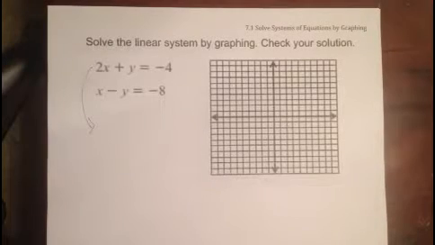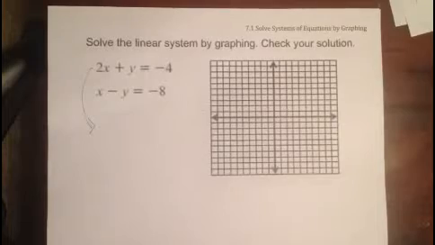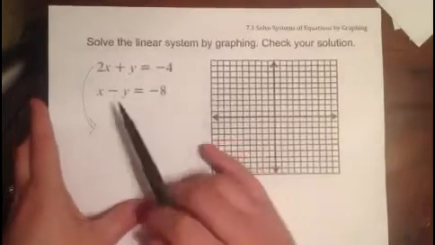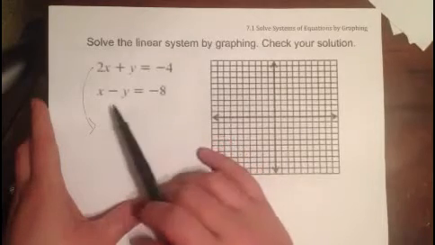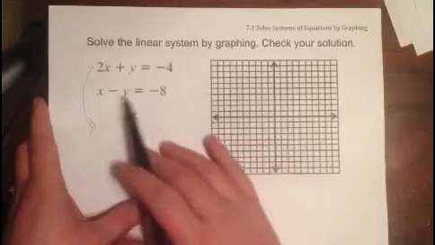So in this video, we're going to look at how to solve by graphing. We're actually going to do the graphing and find that solution. In this particular one, we've got two equations: 2x plus y equals -4 and x minus y equals -8. In order to graph these, we're going to do one at a time.